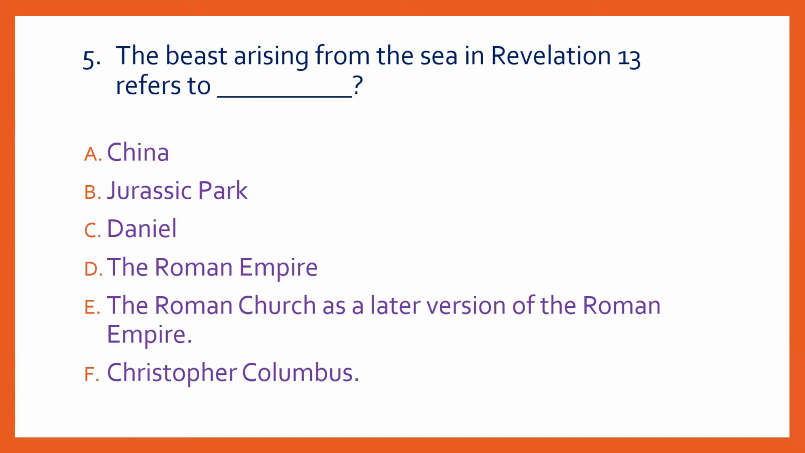Number 5. The beast arising from the sea in Revelation chapter 13. Revelation chapter 13 gave us a view of two creatures, one coming out of the sea and one coming out of the land. The one coming out of the land had 2 horns and spoke like a dragon. The one that came out of the sea basically continued to be just a beast and giving trouble, right? So the beast rising out of the sea in Revelation 13 refers to whom? Is it China? Is it Jurassic Park? Is it Daniel? Is it the Roman Empire? Is it the Roman Church as a later version of the Roman Empire? Or was it Christopher Columbus? All right, so you have to tell me which one you think best represents what you remembered from what we covered.